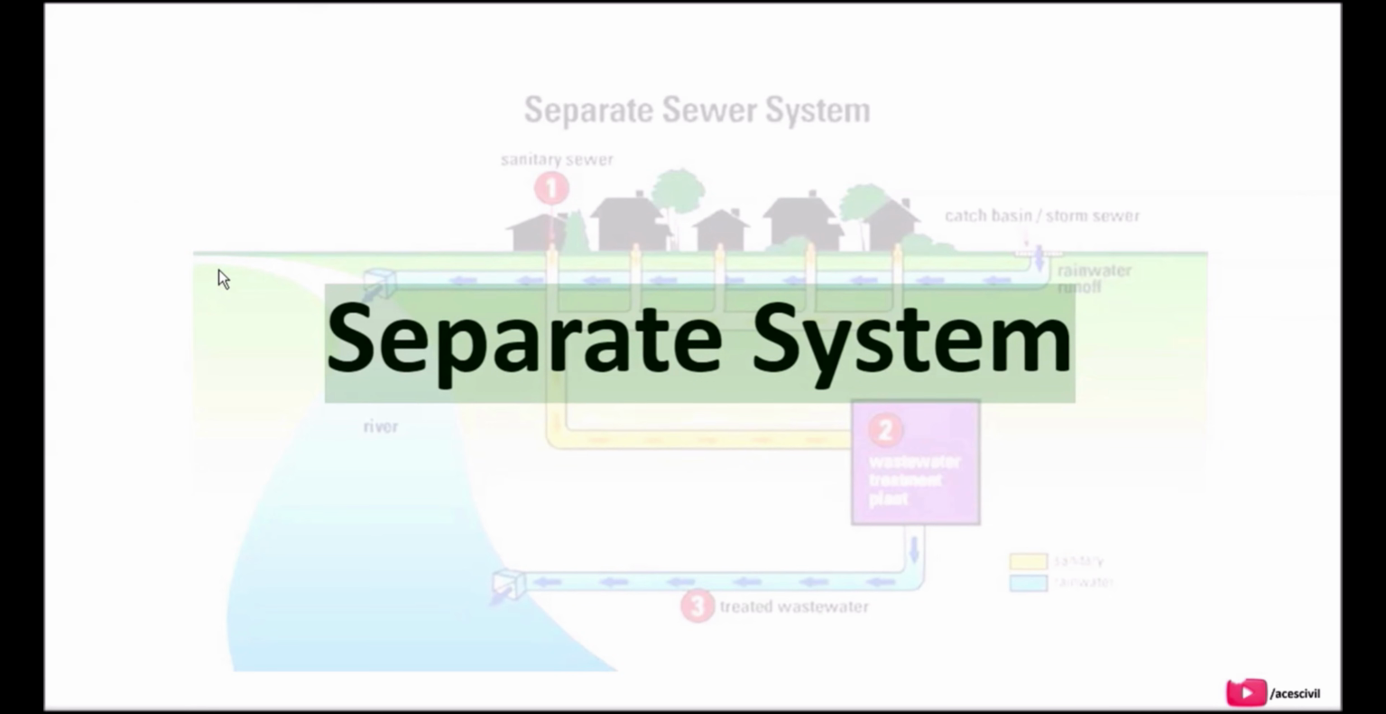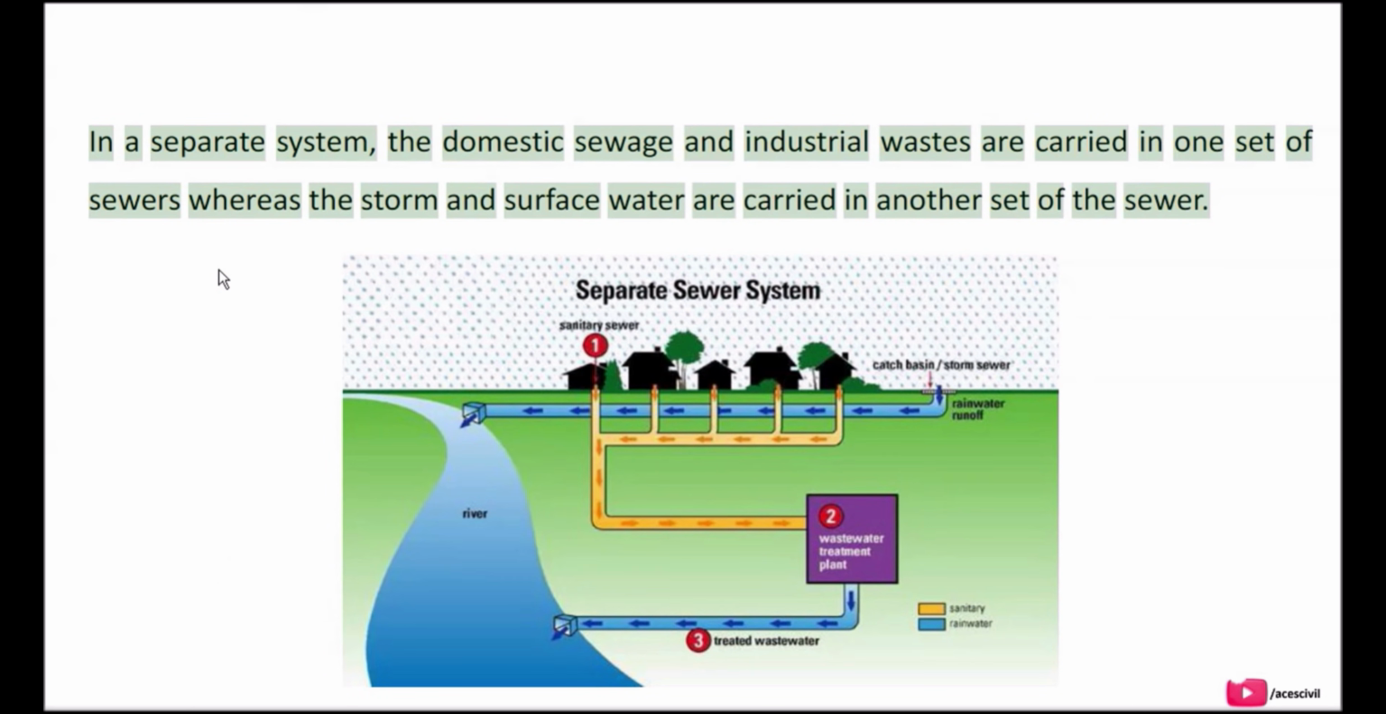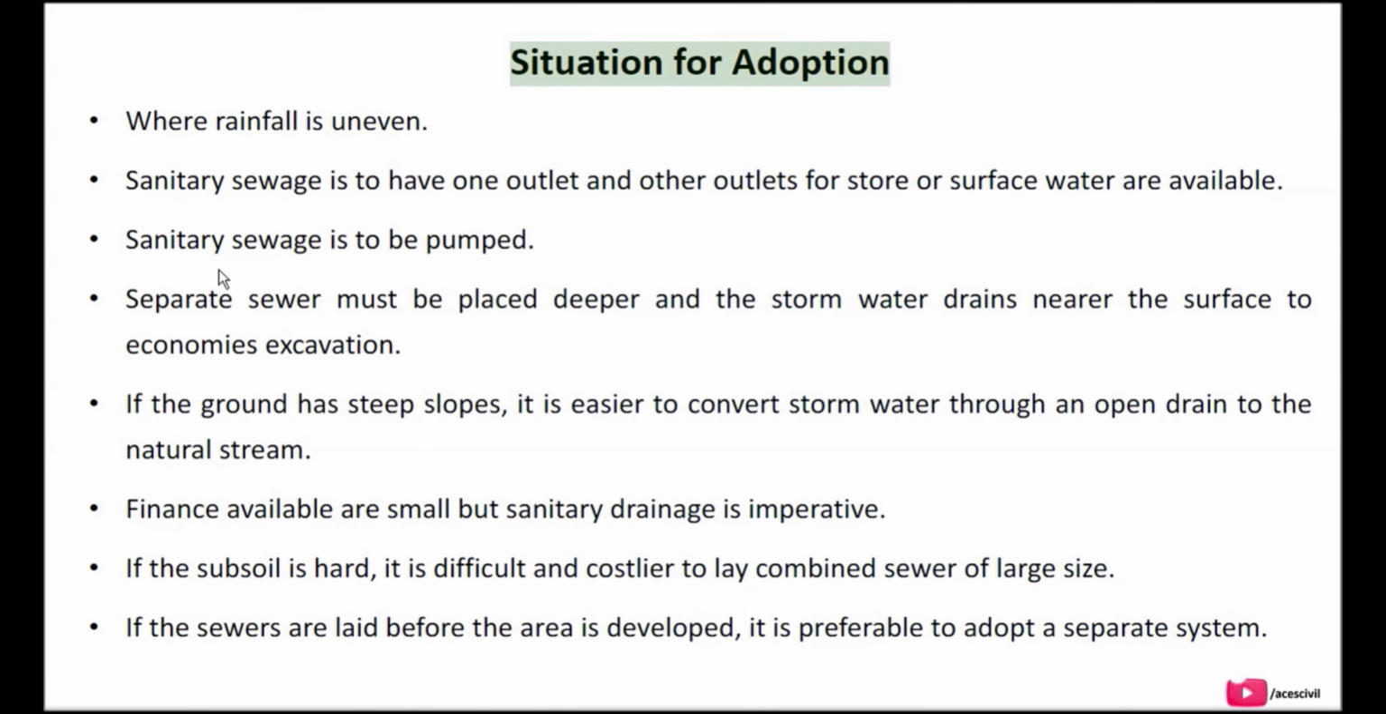Separate system. In a separate system, the domestic sewage and industrial wastes are carried in one set of sewers, whereas the storm and surface water are carried in another set of sewers. Situation for adoption: where rainfall is uneven. Sanitary sewage is to have one outlet and other outlets for storm or surface water are available. Sanitary sewage is to be pumped.